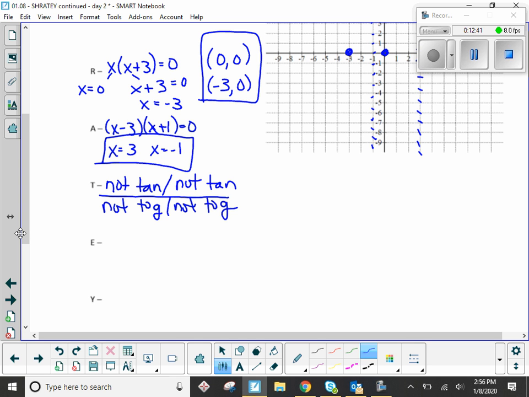Now E, I need everyone to turn to the E section on your SHRATEY cheat sheet. And there's some words there that I'm going to have you find and box and circle, put stars around it, happy faces or crying faces, depending on how you feel about it. I don't really care what you write as long as you can find it. And these are the words. Leading terms. Find that in the E section and mark it up. Leading terms.